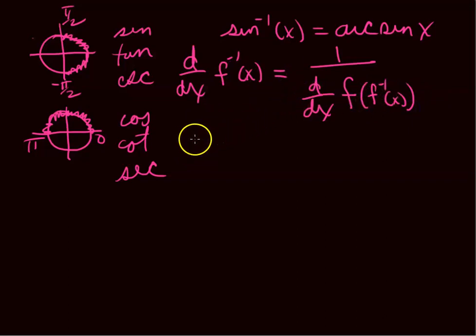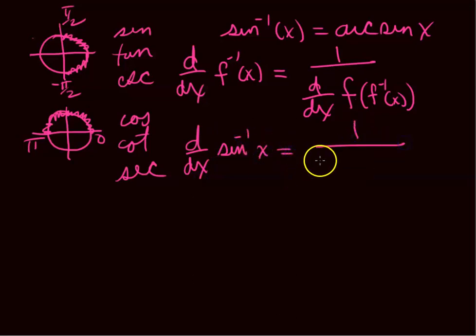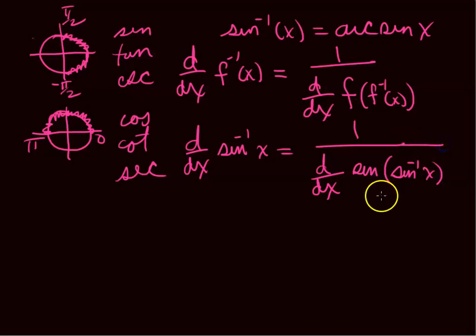So we want to find the derivative with respect to x of the inverse of the sine. We want 1 over the derivative with respect to x of the function, the sine, inverse, I'm sorry, the sine, not the inverse. Let me get rid of that. But we want that at the sine inverse of x, if that makes sense.